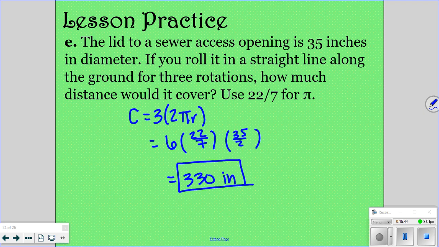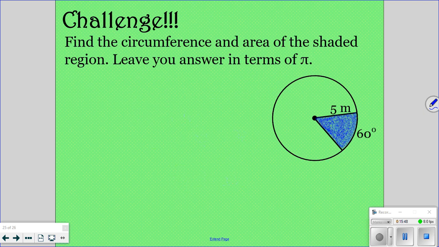So hopefully you were able to get most of those practice problems correct. Now we're going to look at a challenge question. We want you to find the circumference and area of the shaded region. And it says leave your answer in terms of pi. So y'all pause the video and try it, and then I will go over it.